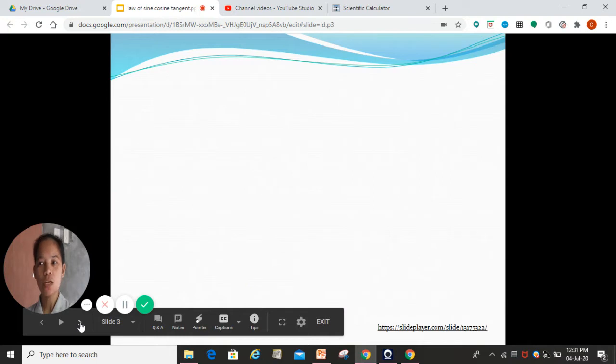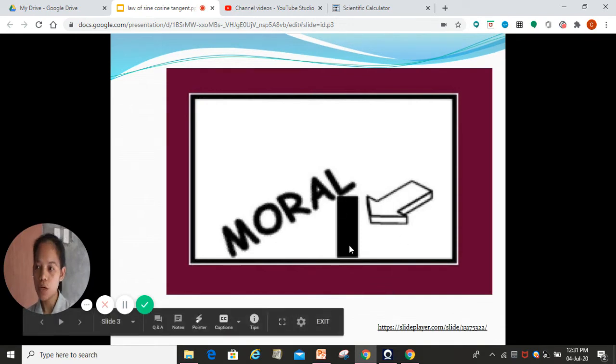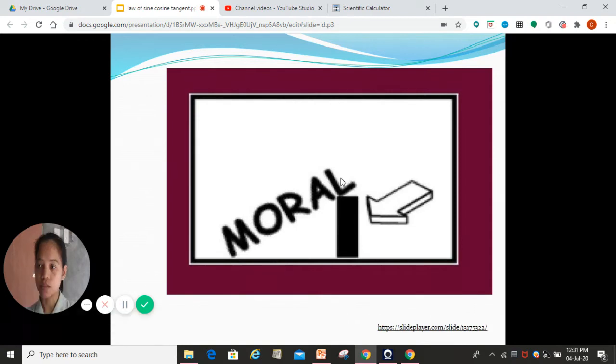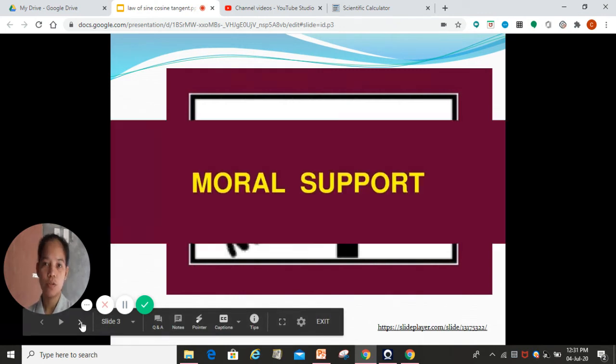Another is, you have the word moral, and then you got there a figure. It seems it's a rectangle supporting moral. So the word moral should be inclined. And analyzing the picture, we can have the moral support.